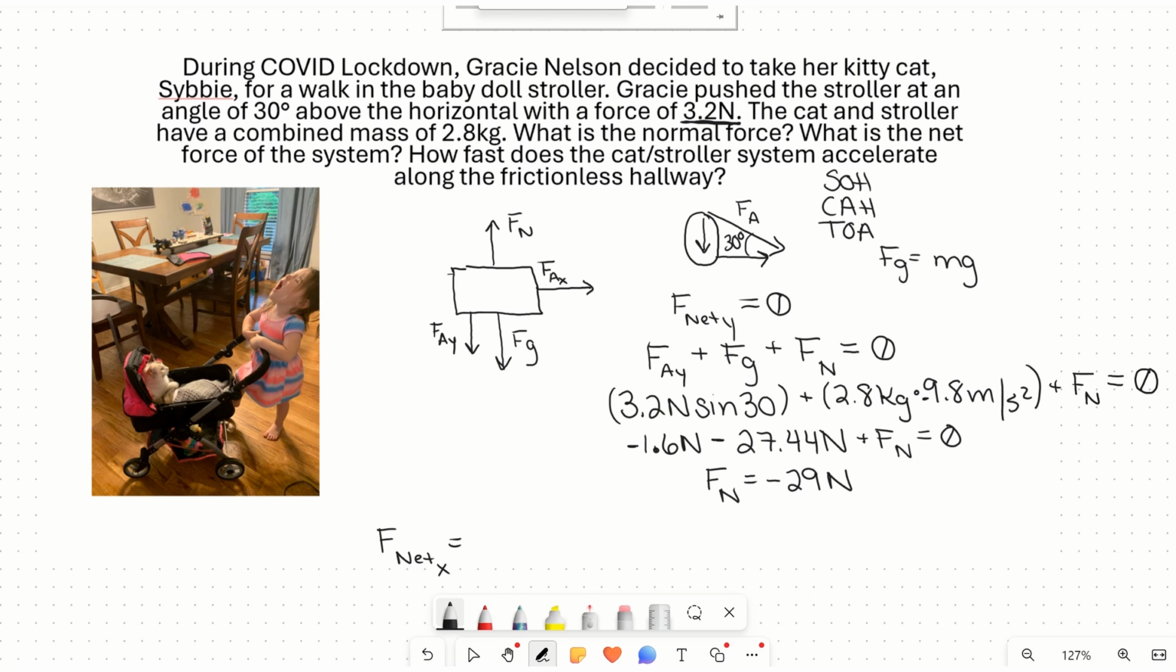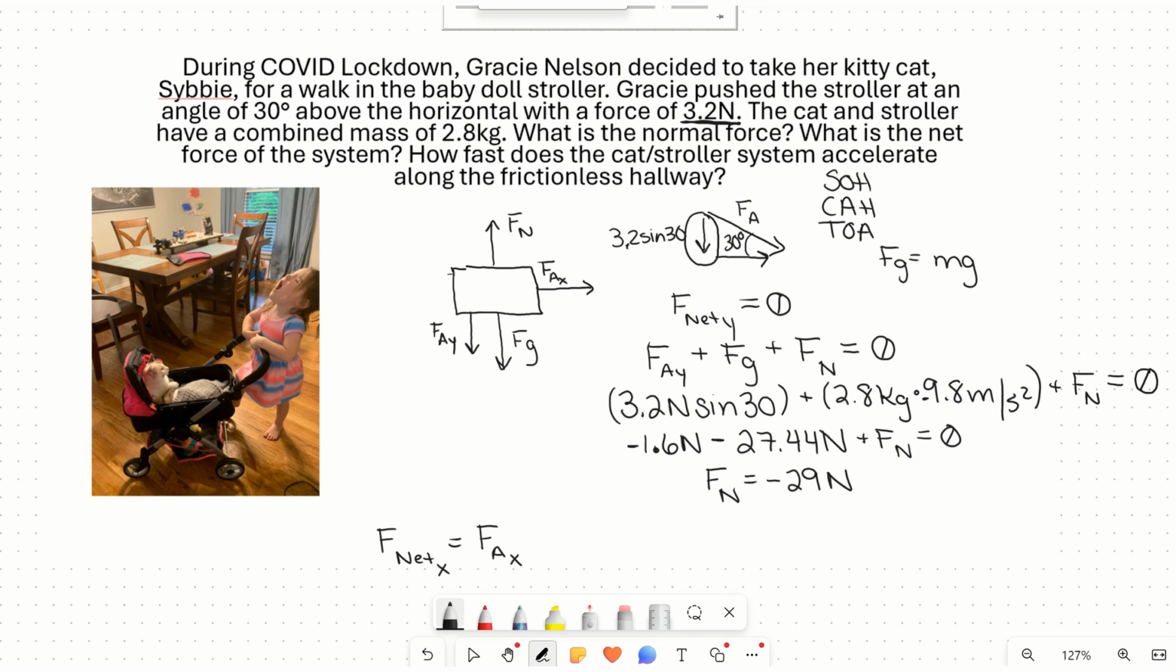So the net force in the x direction is going to equal the force applied in the x direction. So it's only one force. All right, so how are we going to solve for our applied force? Well, we're going to have to go back to our original force applied equation and use SOHCAHTOA again. For the y component, we used sine. So when we were finding this, we did 3.2 sine of 30.